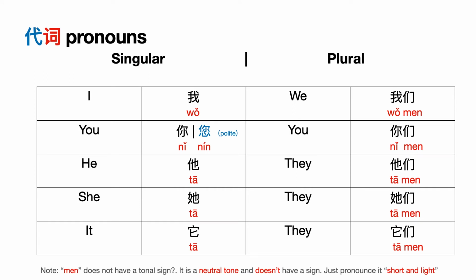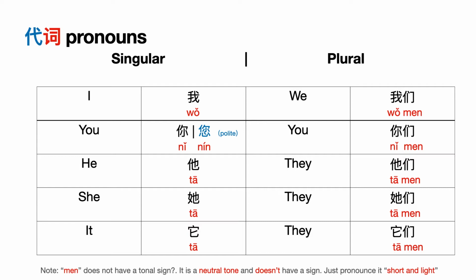So the reason why I want to introduce you to the 代词 in Chinese is so that you know how to address yourself or people in Chinese. Like English, the pronouns have singular forms and also plural forms. So let's get started. I in Chinese is 我, wo, the third tone, 我.